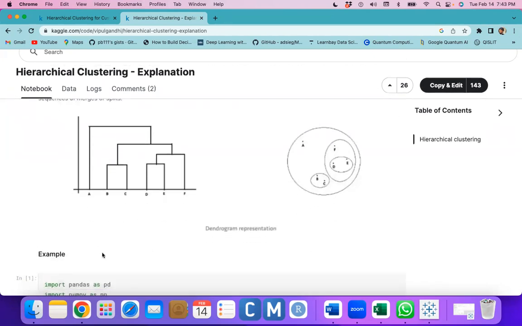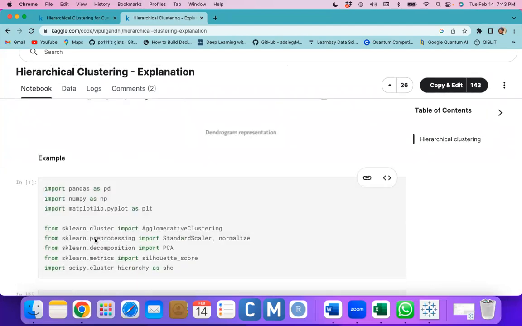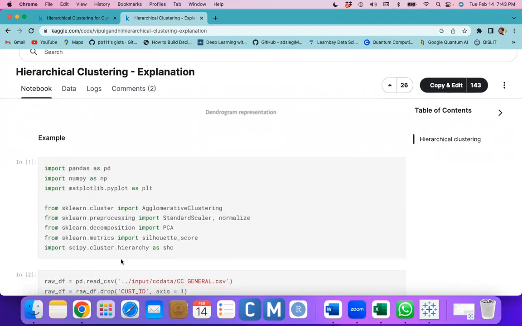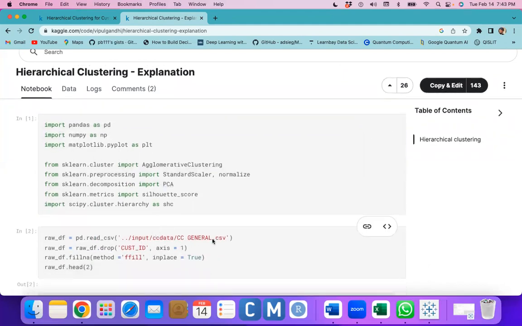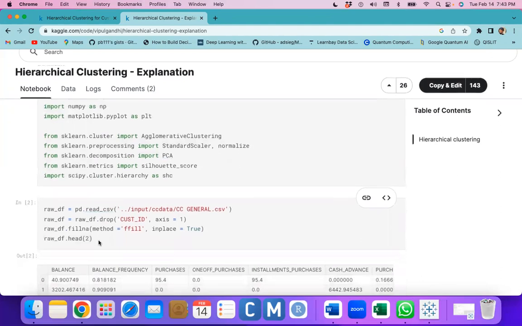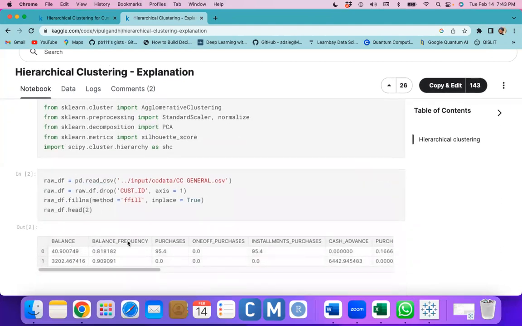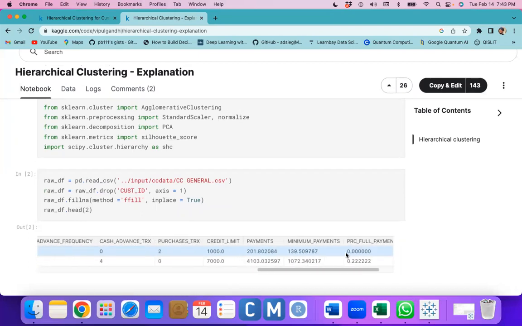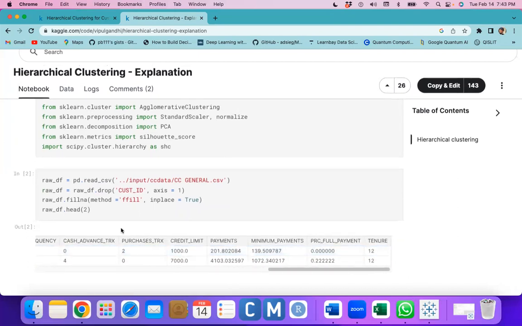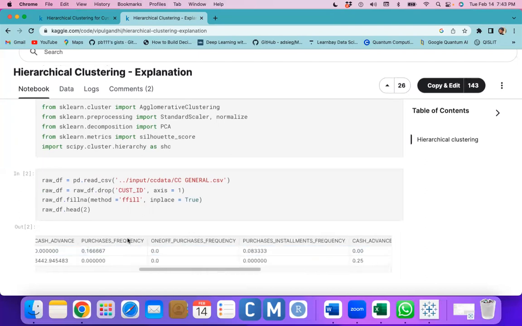Let me take an example. We have to import the libraries and import the data, and this is my data set. It has balance, balance frequency, purchases, one-off purchases, installment purchases, cash advance, and purchase frequency. This is a credit card data set. This is my credit card data.